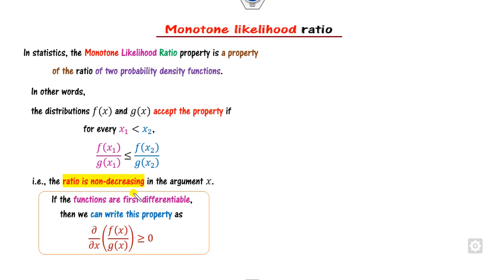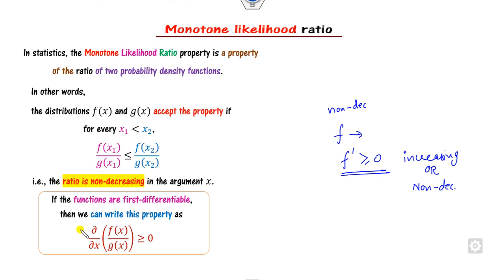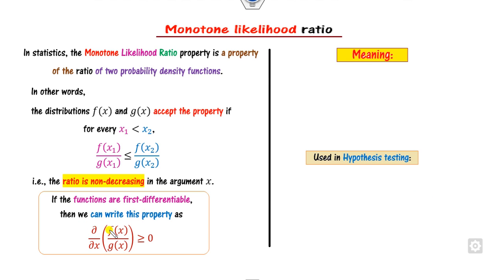What is the meaning of non-decreasing? How can you prove that the function is non-decreasing? When you prove that the derivative is greater than or equal to 0, then it means the function is increasing, or you can say it is a non-decreasing function. The same thing applies here. If it consists of more than one variable, then you can take the partial derivative.